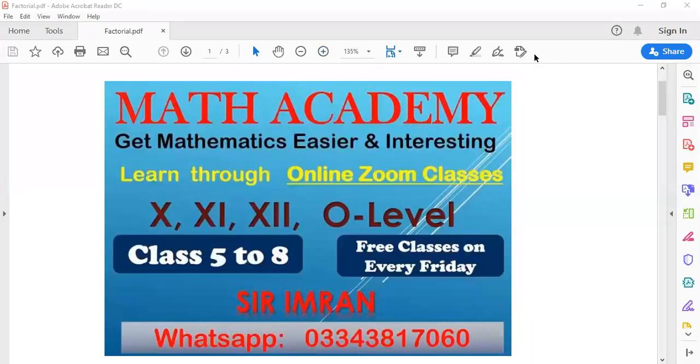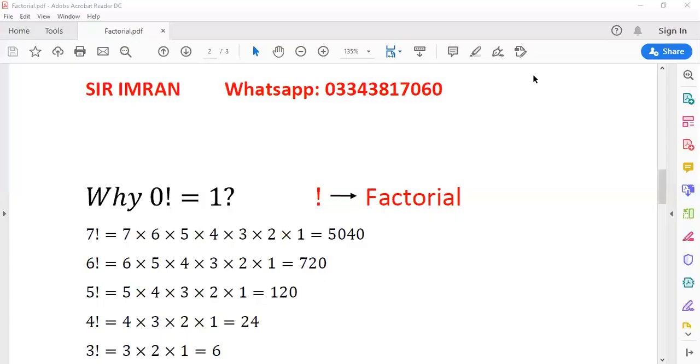Hello students, in this lecture we'll learn about factorial and why 0 factorial is equal to 1. In mathematics or statistics, this symbol is known as factorial.